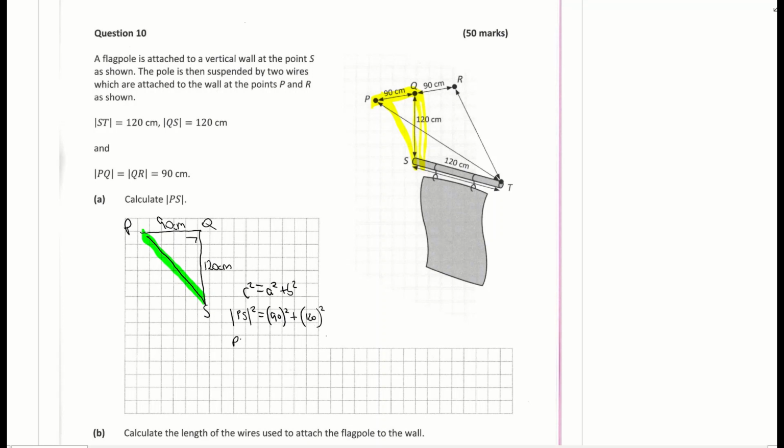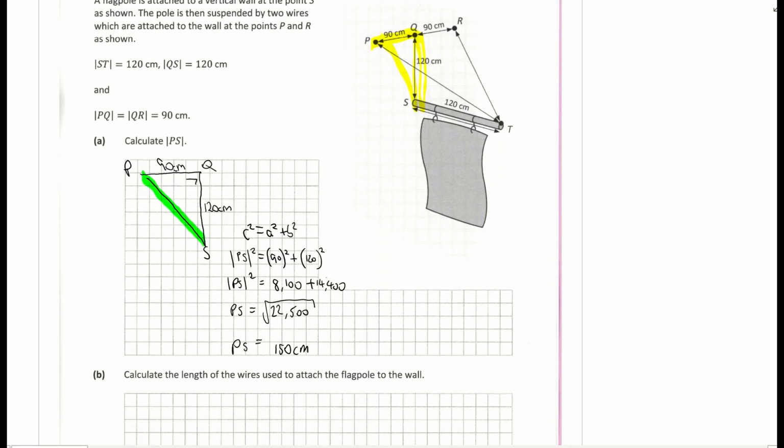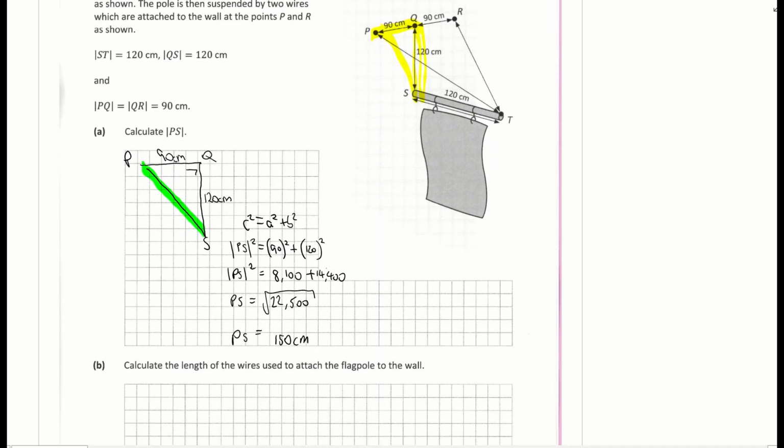So that's giving me PS, all to be squared, is equal to 8,100 plus 14,400. And in order to get PS, I'm going to get the square root of those two numbers added together, which is 22,500, and find the square root of that. So the length of PS is 150 centimeters in length. And that's part A. Coming down now to part B, it's asking us to calculate the length of the wires used to attach the flagpole to the wall.